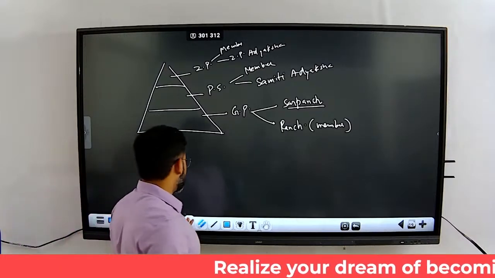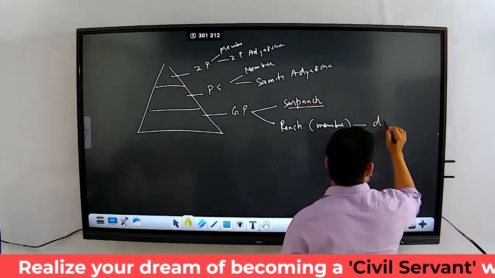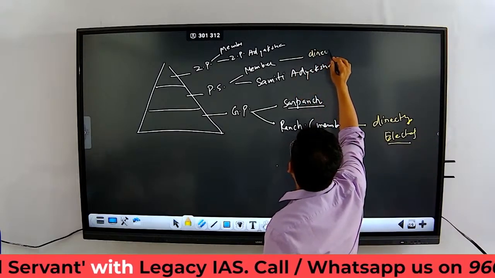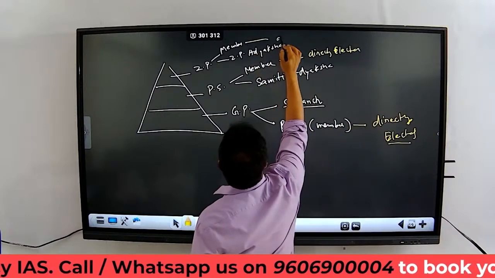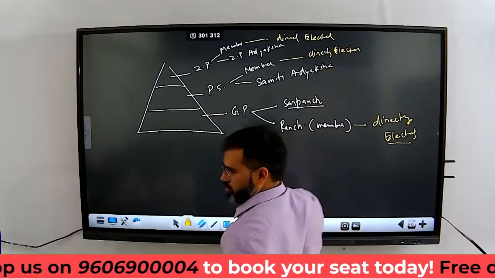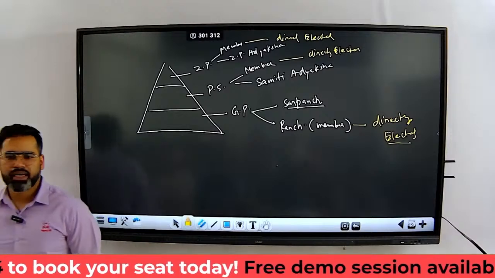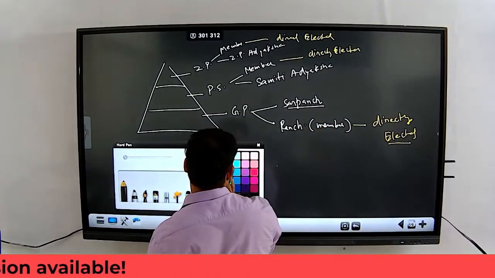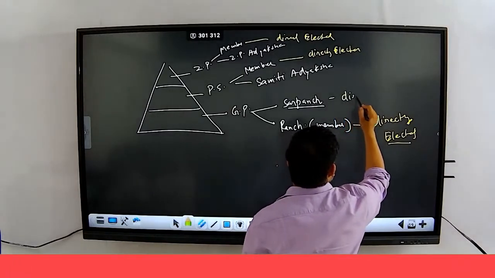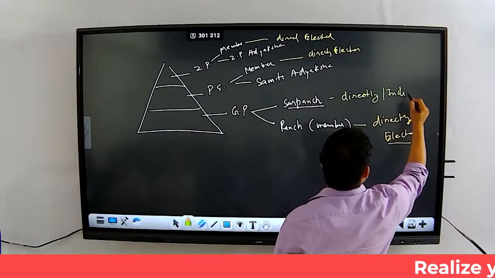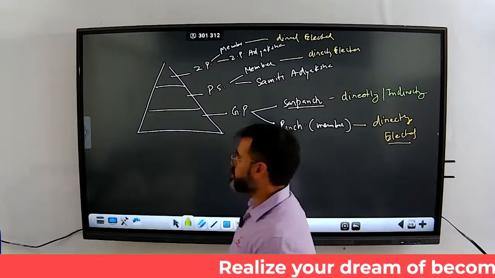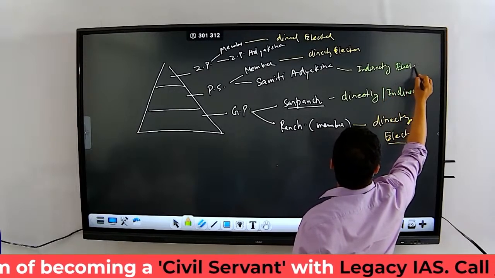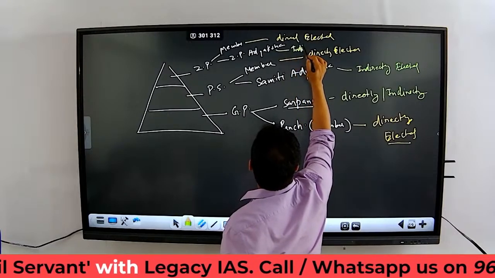Clear this? Now, always directly elected, always. They are also directly elected. And they are also directly elected only. Always. So members at all levels, they are directly elected. Sarpanch, डायरेक्टली और इनडायरेक्टली दोनों possible है यहाँ पे, based on state. अध्यक्ष always indirectly elected, and जिला पंचायत अध्यक्ष always indirectly.